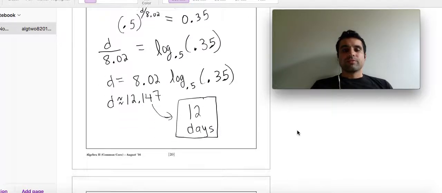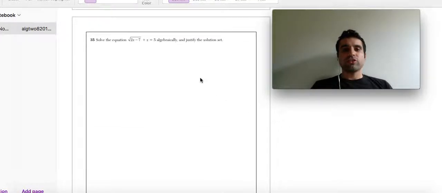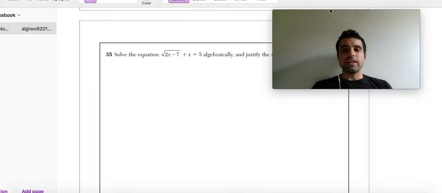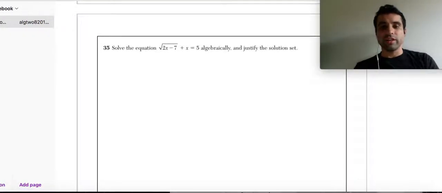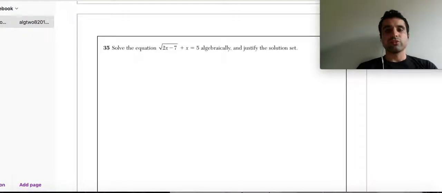So let's move along. Solve the equation square root of 2x minus 7 plus x equals 5 algebraically and justify the solution set. So there are two parts. We got to solve it algebraically, then justify the solution set. First thing I'm going to start off doing, guys, is subtracting x on both sides. And I'll get square root of 2x minus 7 is equal to 5 minus x after I subtracted x on both sides, or negative x plus 5, right?